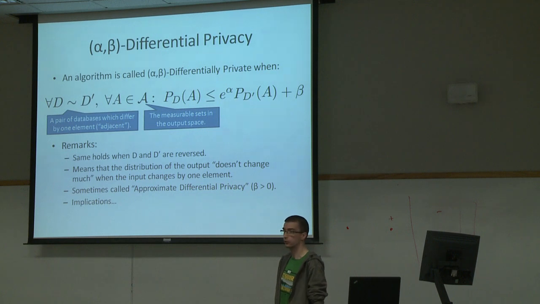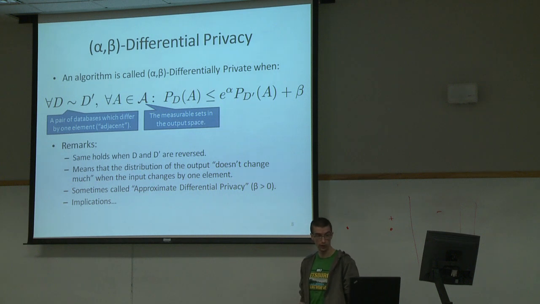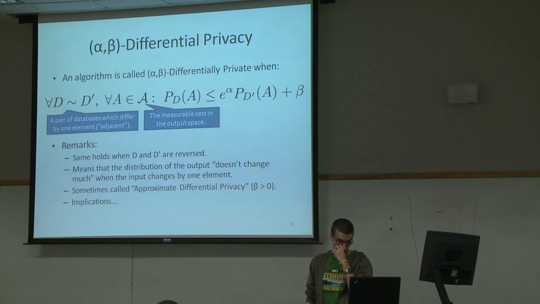Sometimes it's called approximate differential privacy. So I've introduced the parameter beta, and traditionally, differential privacy is taken as when beta equals zero. But I'm going to concentrate on the case where beta is allowed to be greater than zero. I won't go too much into the implications of differential privacy, but if you're interested, I can recommend a good paper by Larry Wasserman and Shuheng Zhou from JASA called A Statistical Framework for Differential Privacy.